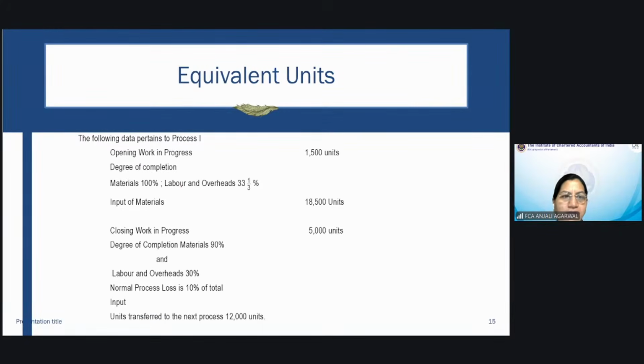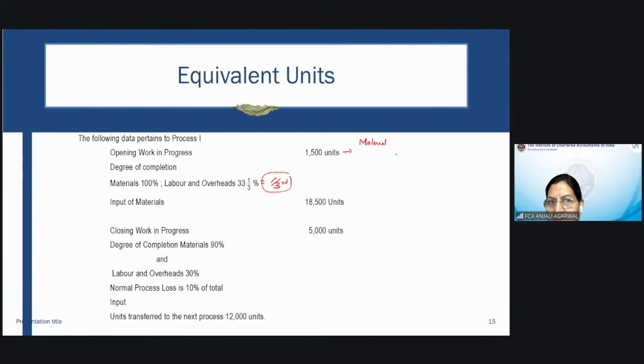So I've taken an example here. This data pertains to process 1. There was an opening WIP of 1500 units. So you already had 1500 units, which was WIP, and it was 100% complete as far as material is concerned. However, labor and overheads were only 33 and 1/3% complete. Now 33 1/3% you can take as one-third complete. So in these 1500 units, you don't have to incur any material as material is already 100% complete.